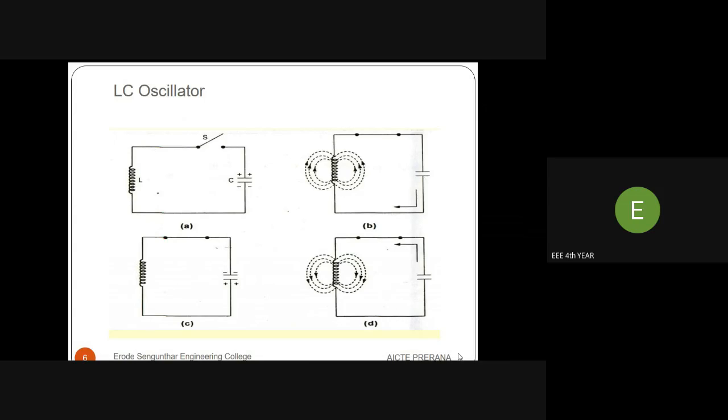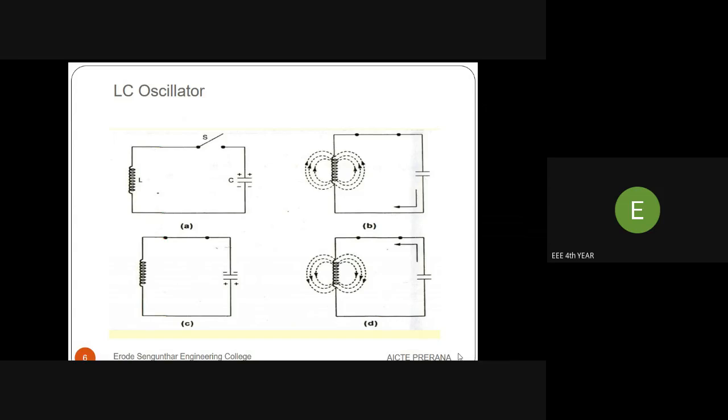The LC oscillator consists of one amplifier circuit and one tuned circuit. The LC oscillator is mainly used in transmitter and receiver circuits. Now let us see the tank circuit operation of the LC oscillator. In the LC oscillator, the tank circuit consists of inductance and capacitance connected in parallel.